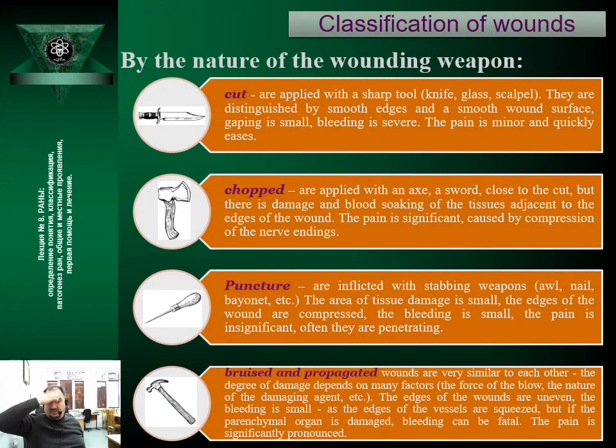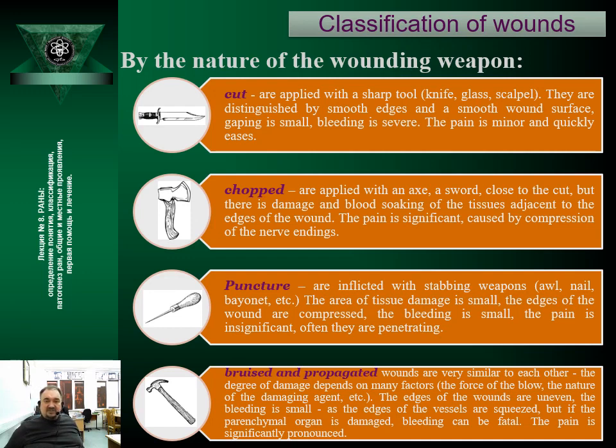Classification of wounds. Quite an interesting detailed classification of wounds by the nature of the wounding weapon. Let's take a closer look at each of these points. So, a cut wound. A cut wound is inflicted with a sharp instrument, for example, a sharpened knife, a scalpel, or a sharp edge of broken glass or ceramics, and in this case, most often, the wounding object itself moves parallel to the surface of the skin. Due to the fact that it is sharpened, it cuts the skin.